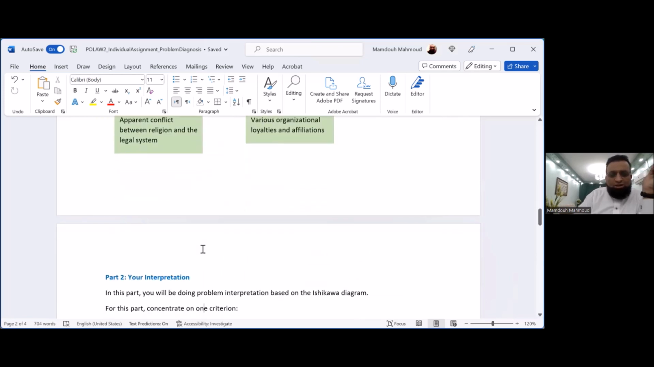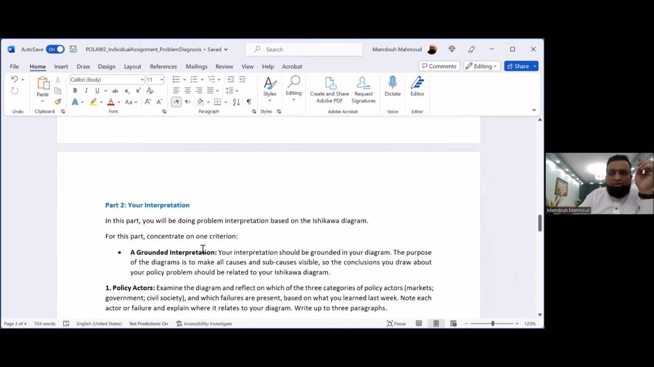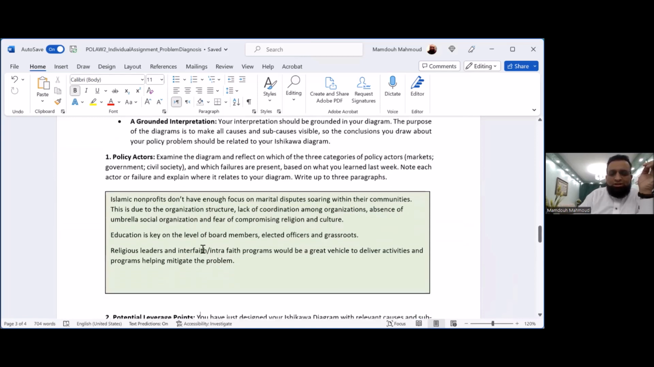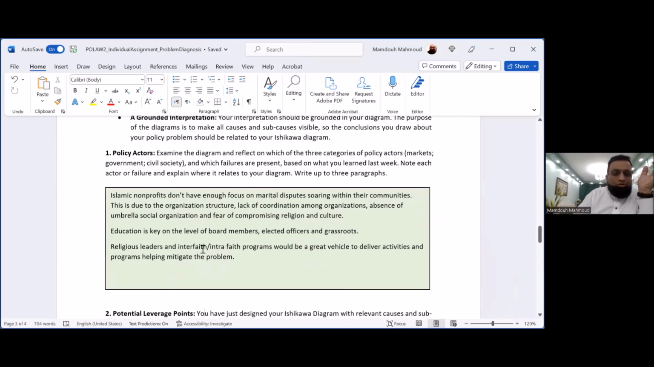Now, when I start analyzing there, keeping in mind the government, the market, and all that, let's look at this now. So you say Islamic nonprofits do not have enough focus on marital disputes soaring within their communities. Does anybody disagree with this?